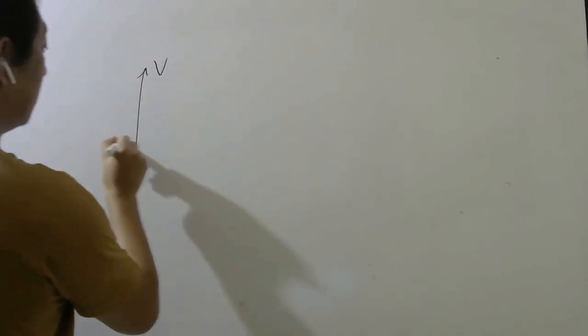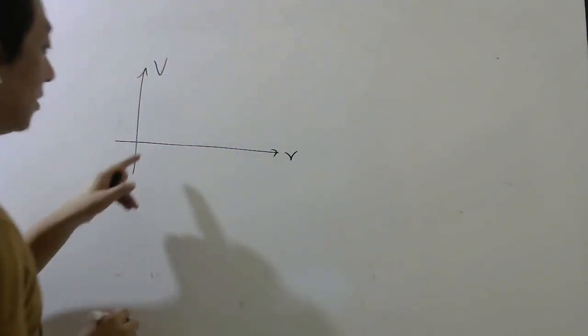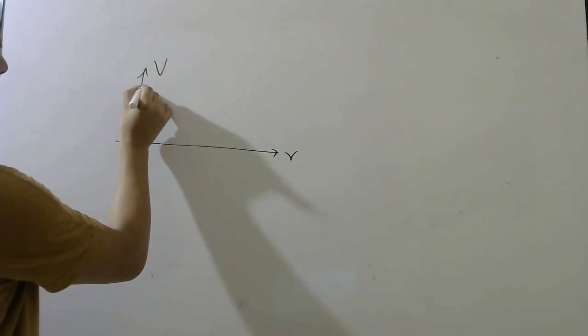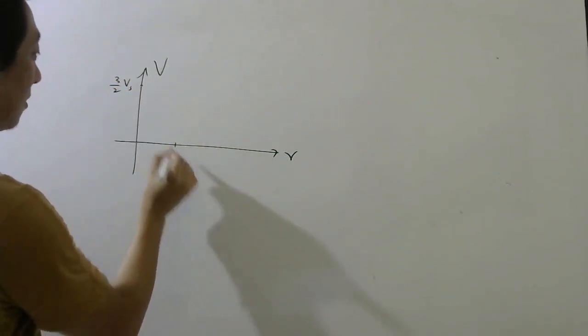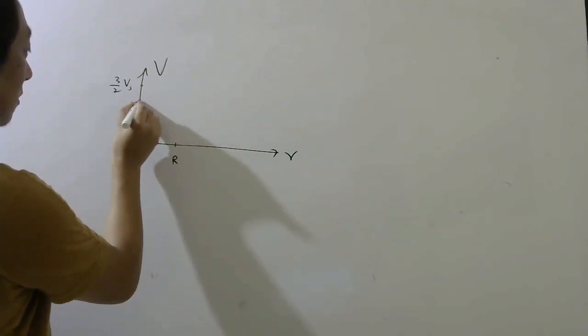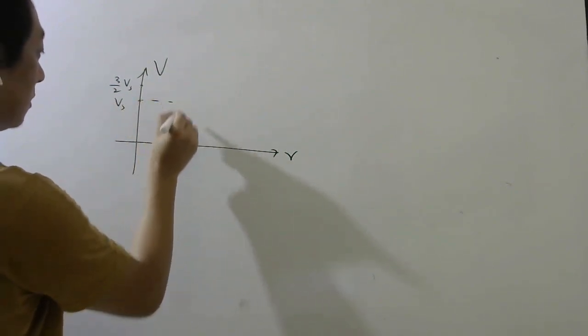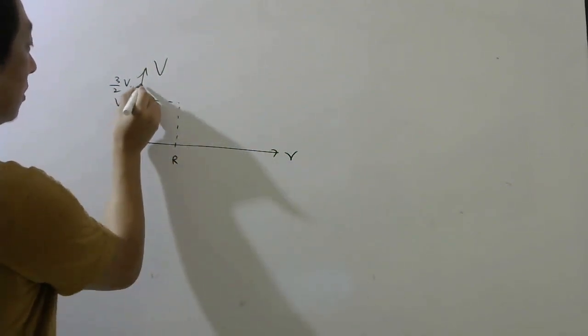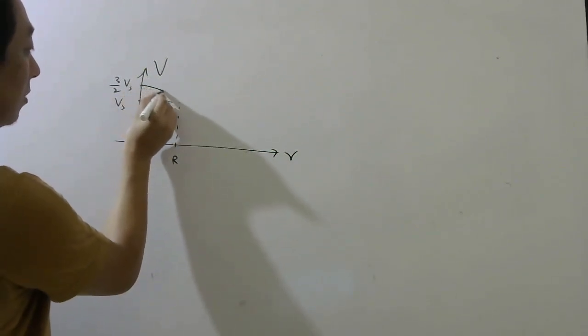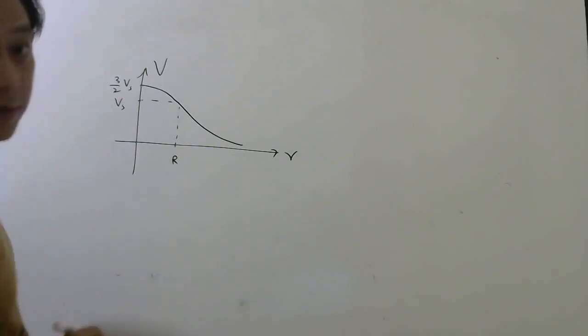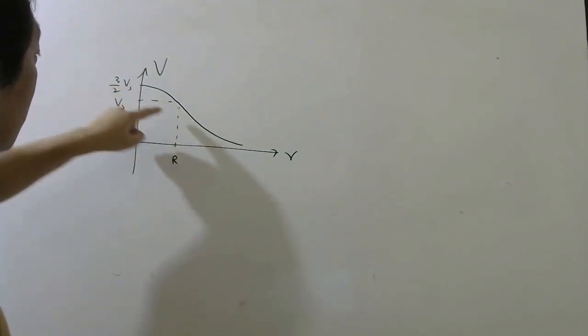By the way, if I ask you the graph of electric potential versus distance from the center, at the center remember it is 3 by 2 times on the surface. Surface means capital R, no? So this is surface. So here it is more. At the center means small r is 0. So your graph will go like this. At the center it is more than on the surface.